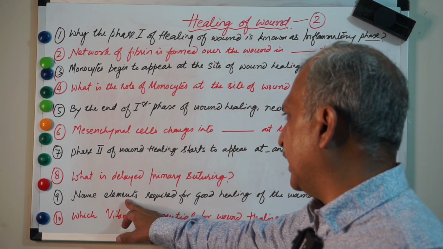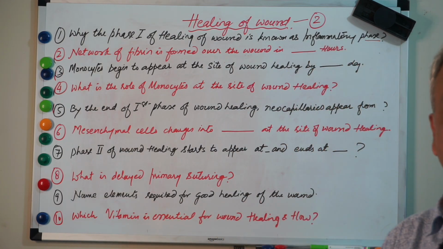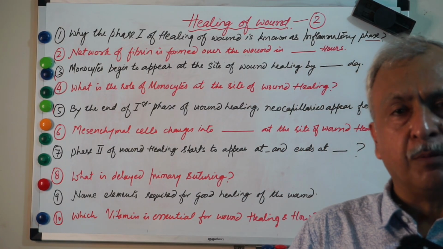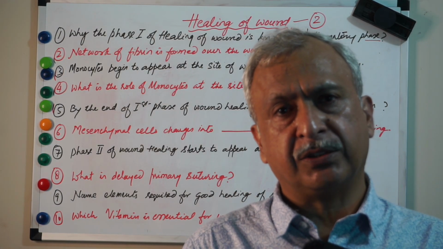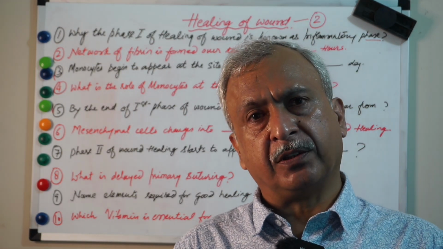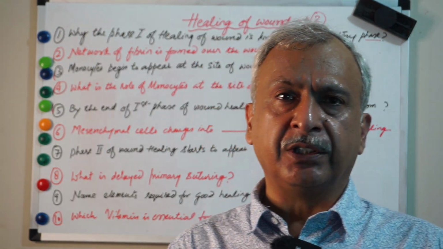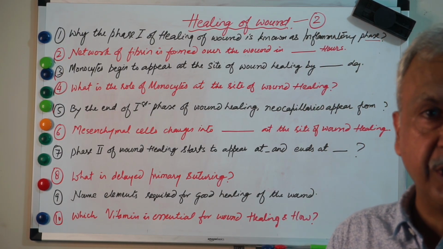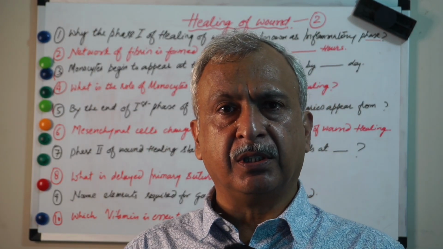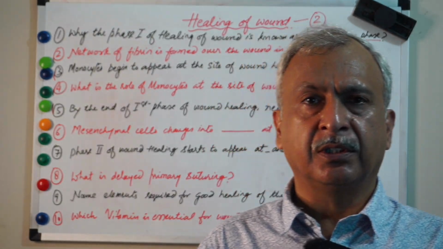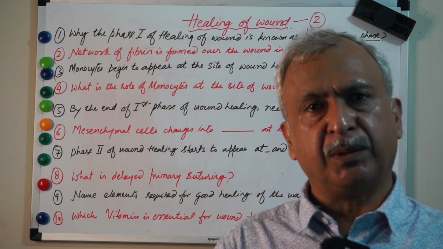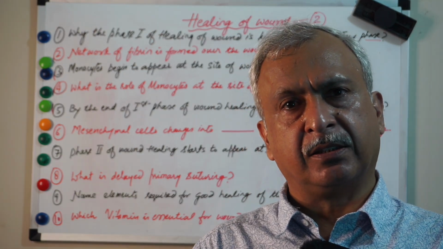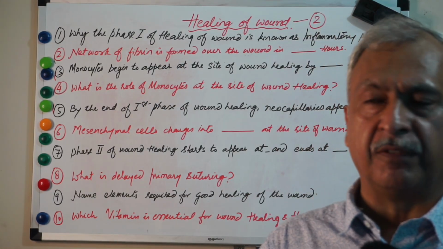Next question is, name the elements required for the good healing of the wound. As we have discussed in the healing of the wound, there are various components which are required for the healing. You can say the raw materials which are required for the healing of the wound, and of these raw materials, few elements are also required during the stage of the healing. If the patient is suffering from deficiency of these elements, there may be delayed or non-healing of the wound, or maybe scar formation that occurs in the last stage, maybe a weak scar will form.